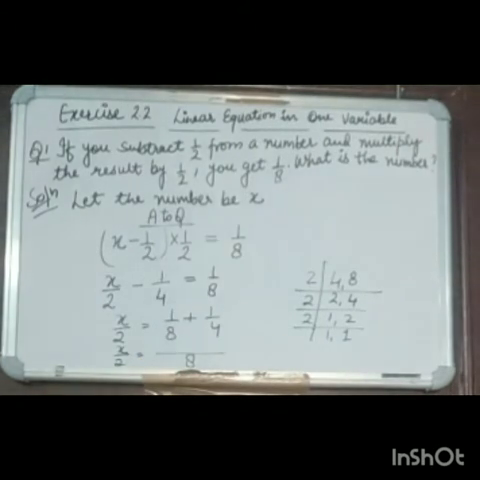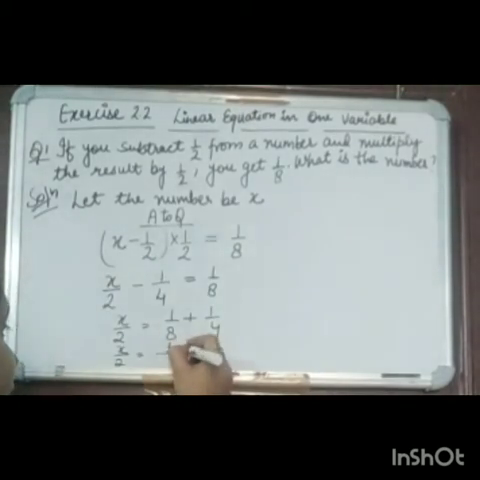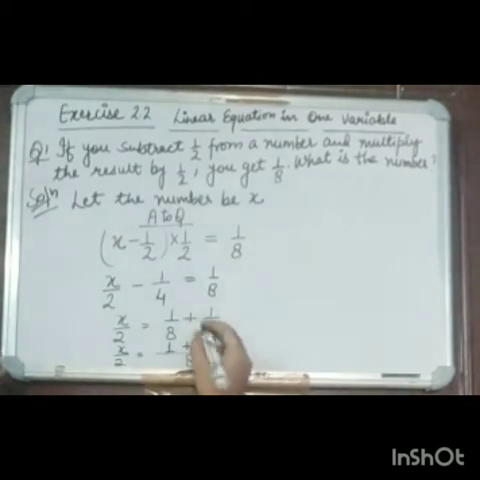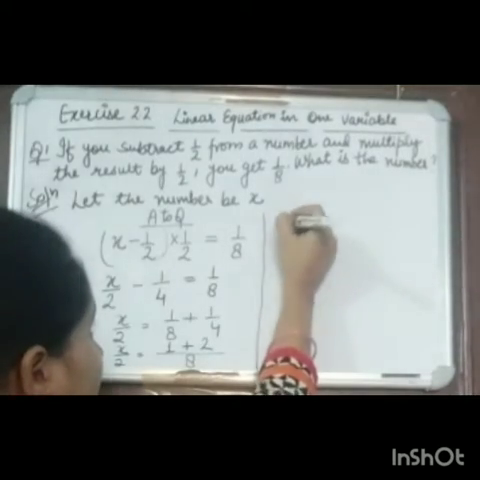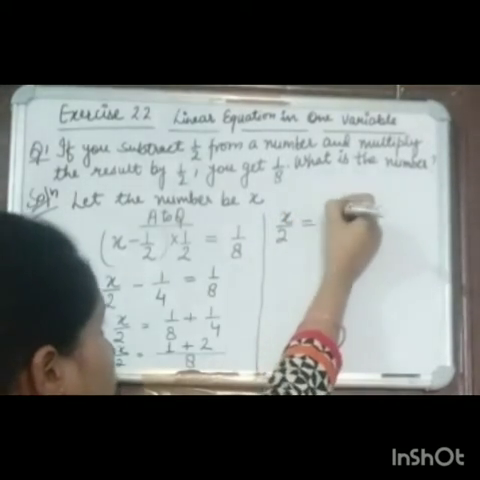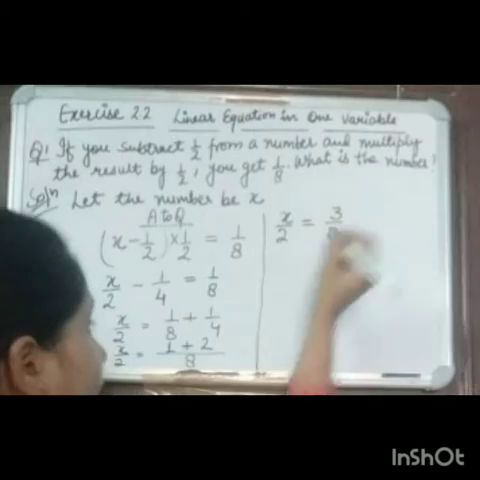Now what will we do? We will make the denominator 8 on both sides. Here it is already 8, so this one will remain 1. And this one, 4 into 2, so in the numerator also we will multiply by 2. So what will we get? x by 2 is equal to 3 by 8.